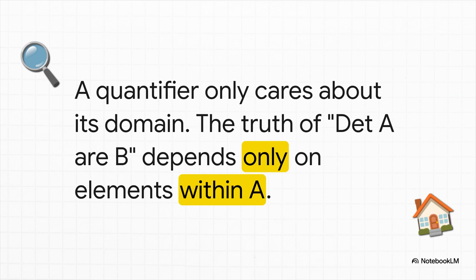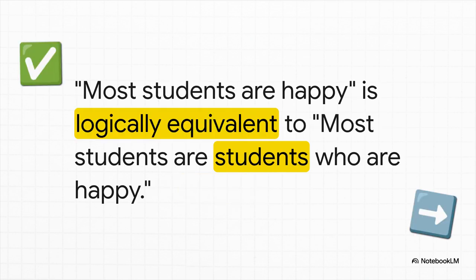The easiest way to think about it is that a quantifier, like most or every, is only interested in the first group it's talking about. It basically restricts its focus. It only cares about its own little neighborhood. Let me show you what I mean.